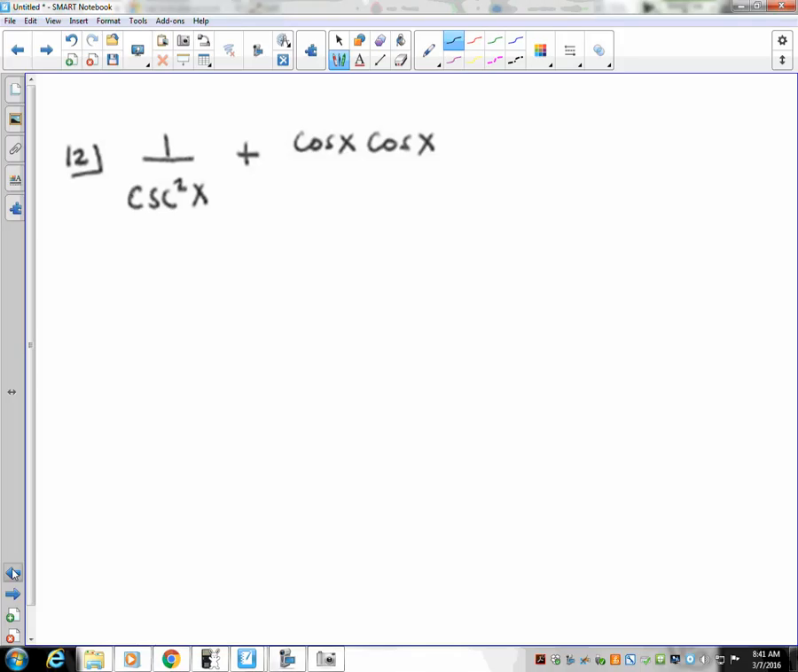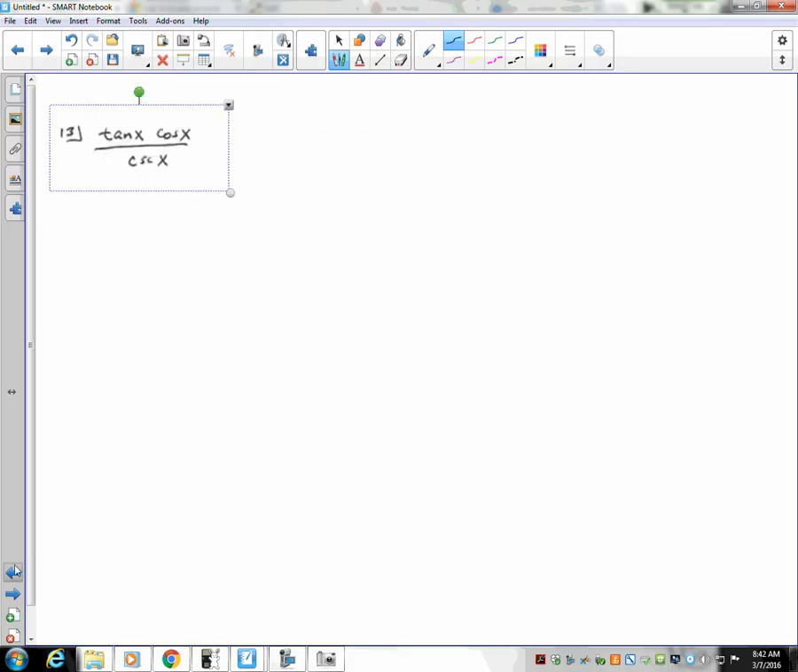When we do 1 over cosecant, where cosecant is the reciprocal of sine, this would just be sine squared. Now if you change everything to sine and cosine, you'd still get sine squared for that, so that's a shorter way to simplify it. Now over here, cosine times cosine would be cosine squared. And so that's our Pythagorean identity there. Sine squared plus cosine squared is 1.